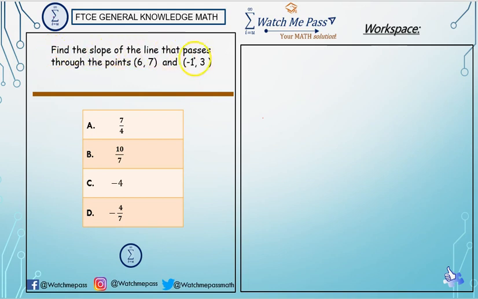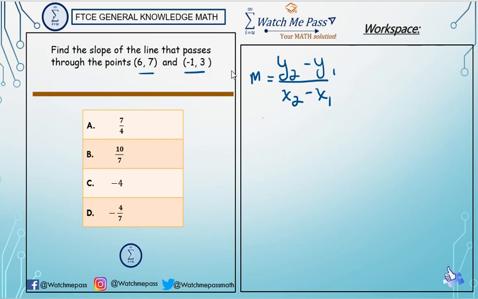Find the slope of the line that passes through the points (6, 7) and (-1, 3). To find the slope of the line, we use the slope formula: m = (y2 - y1) / (x2 - x1). M stands for slope. So the slope of the line can be found with 2 points using this formula.